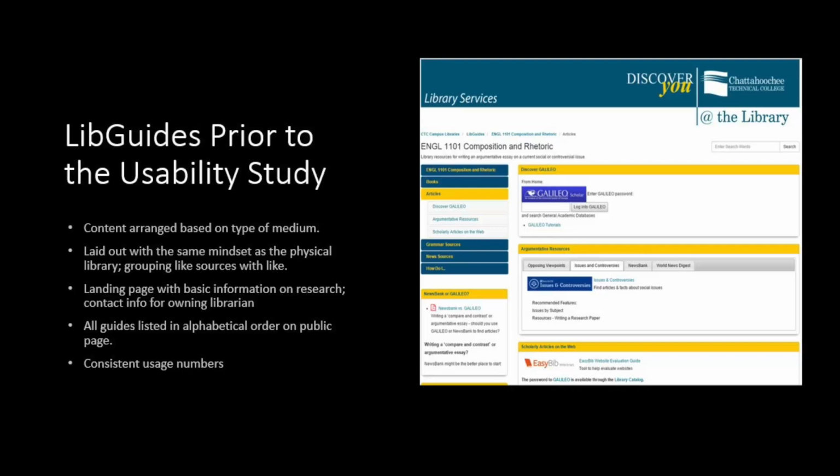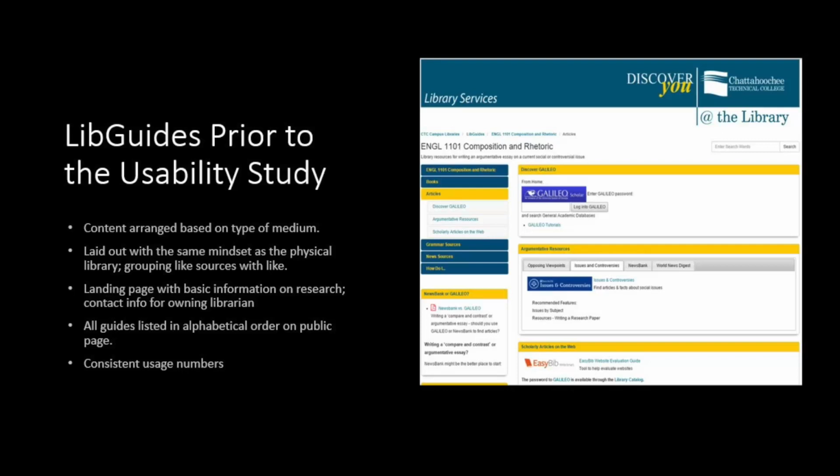Each guide had a landing page with general information boxes about the research process, pictures related to the subject, and contact information for the librarian who curated the guide. Guides, also up to this point, had been organized by resource type, so books, articles and databases, internet sources, etc., each with its own dedicated content page. The collection of guides was categorized alphabetically or by subject area.